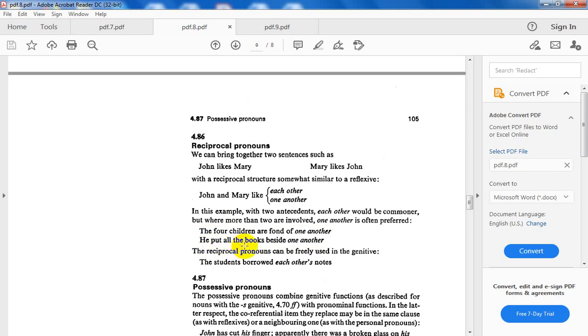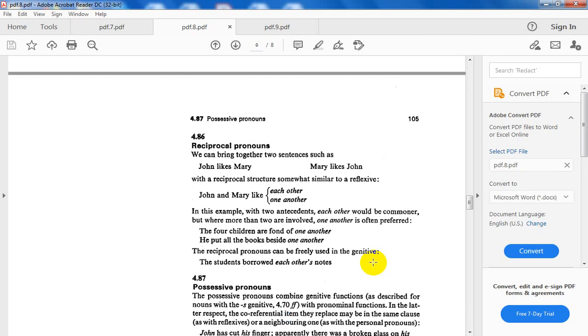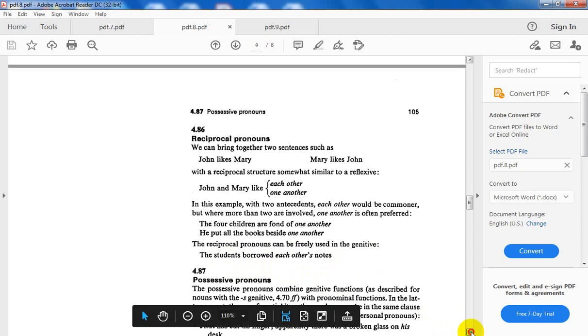He put all the books beside one another. See? One another. The reciprocal pronoun can be freely used in the genitive. It takes the S genitive. When I say each other's, one another's, say, the students borrowed each other's notes. The students borrowed each other's notes. Well, they take the genitive case.